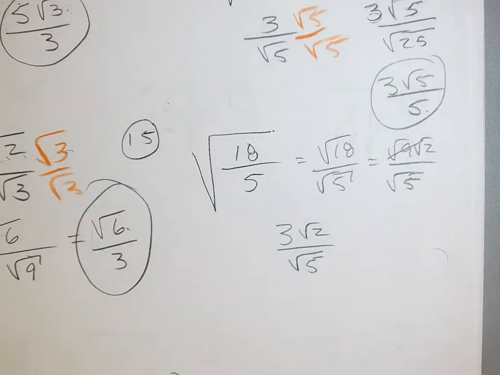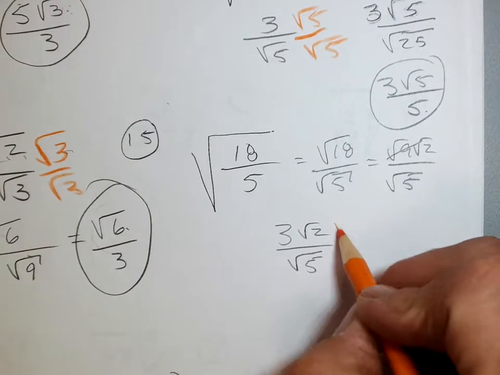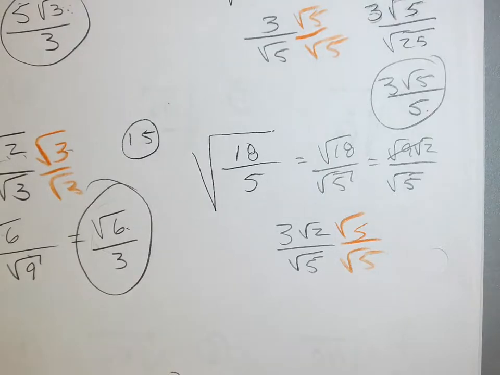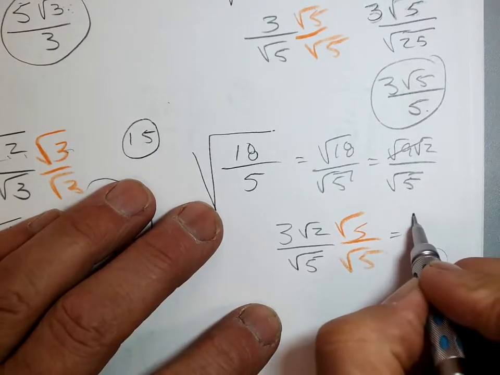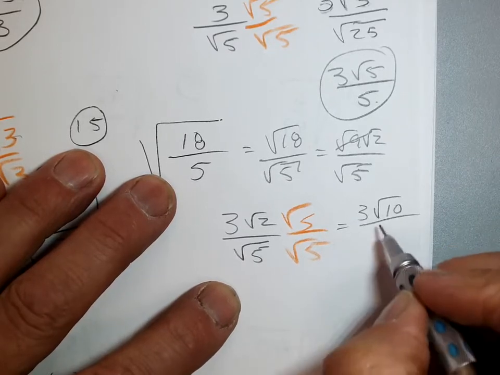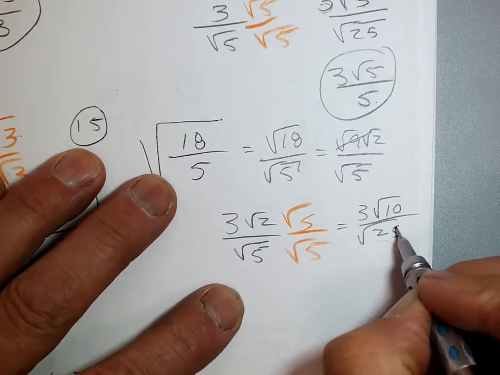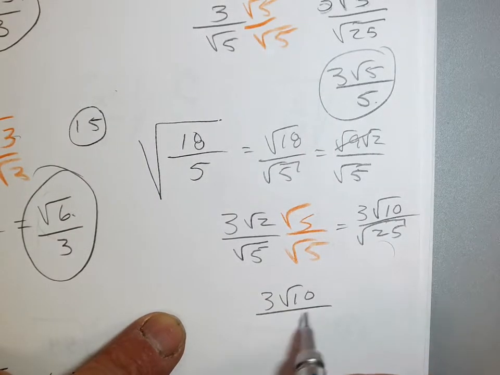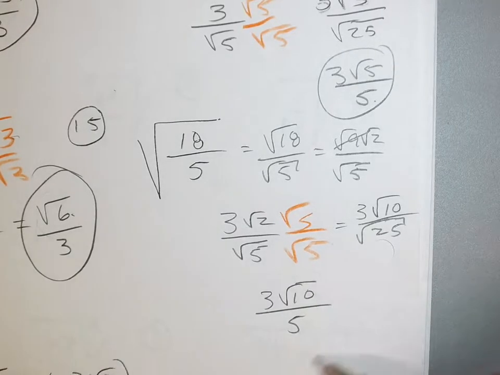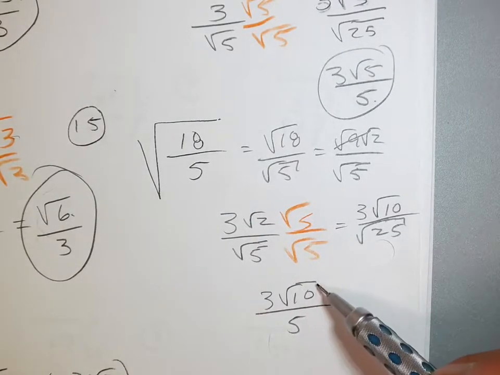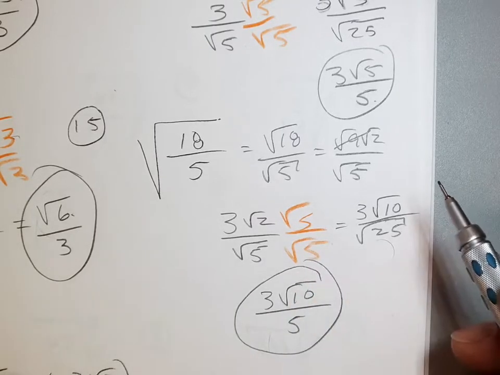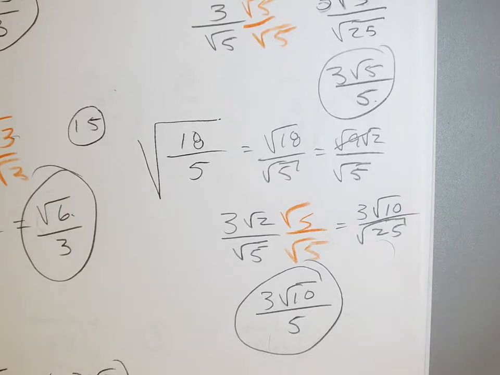But we got to fix the problem, right? So multiply top and bottom by the square root of 5, and I get 3 square root of 10 over the square root of 25, right? Which is 3 square root of 10 over 5. And again, I'm going to say do not divide those. That's not really 10. That's about a 3.1 something or other. Calculator tell me something like that.